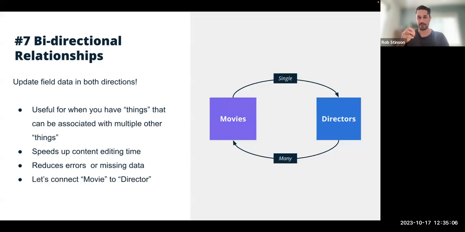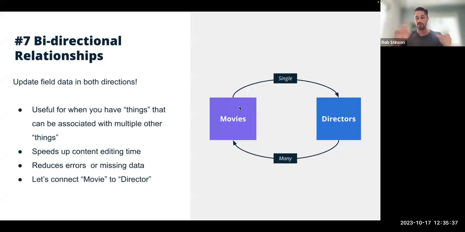It's when you update a piece of data against a particular post that has a relationship to another post, the data is updated in both directions. I'll give you an example that might sound a bit weird. It's useful when you have things that can be associated with multiple other things. So using our movies and directors idea, movies might have a single director, although not always. Sometimes, as we know, in modern Star Wars land, the directors can change a bit. But typically, a movie has a single director, but directors can have many movies.